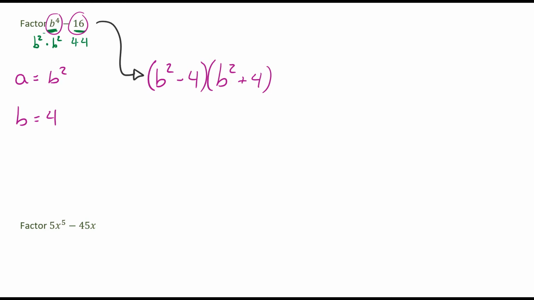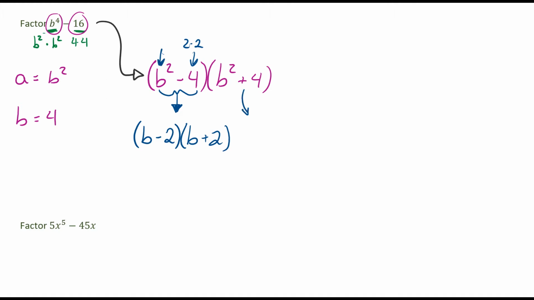Oh, wait. Look at it. B squared minus 4. That's another difference of squares. So I can go further and factor this further. So b squared minus 4 factors to b minus 2 times b plus 2. Right? Because the square root of b squared would be the b, and the square root of 4 would be 2. So I get my b minus 2 times b plus 2.